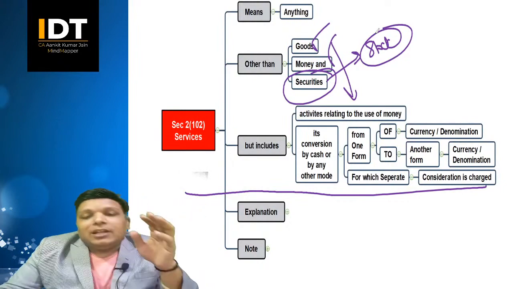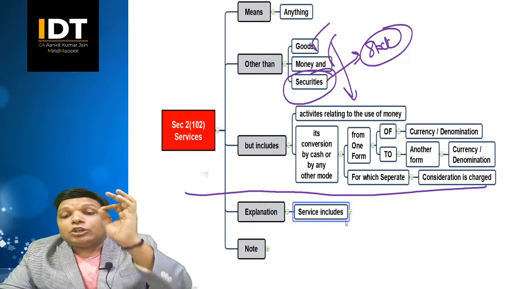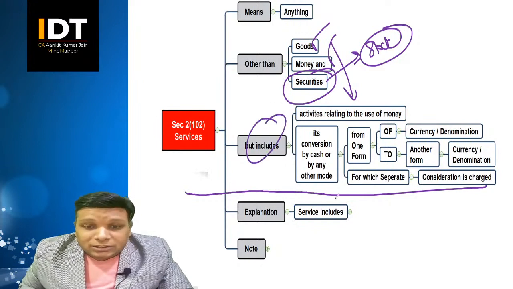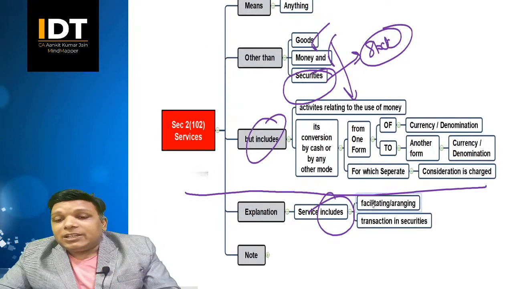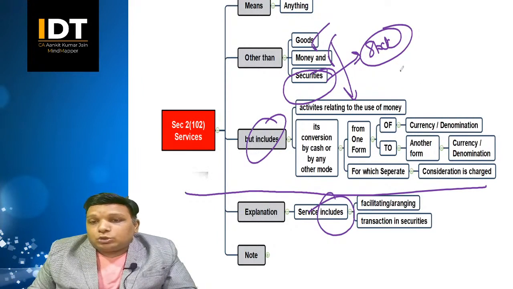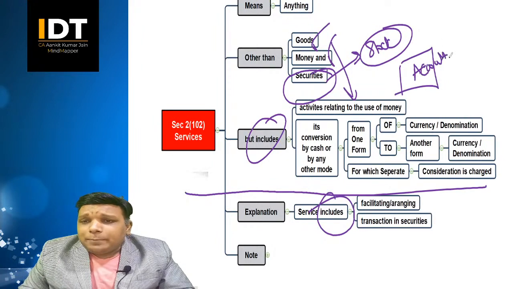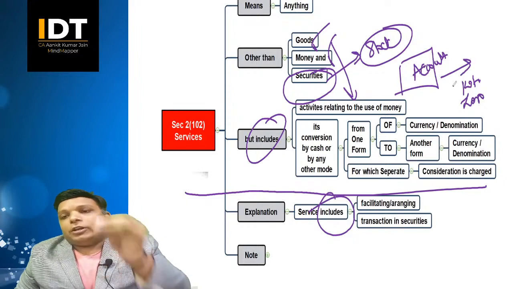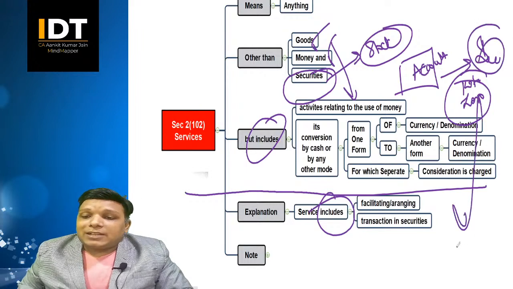Correct? That means therefore there came an explanation which stated what? Services includes, that means another inclusion has been included, correct? This was inclusion number 1 and this is inclusion number 2. Services include what? It includes facilitating, arranging transactions in securities, right? Now if I am a person who wants to invest in the stock market, I open an account with my broker. That broker can be any, Kotak Securities or Zerodha, correct? Now this Kotak Securities or Zerodha, they help me buy the securities, correct?